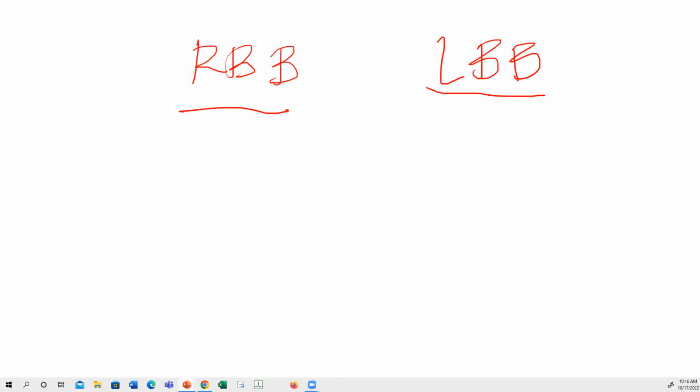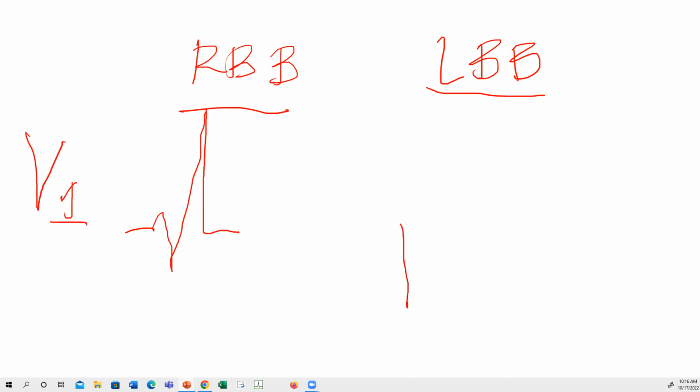Everybody, what lead do you need to look at in order to identify what bundle is blocked? Lead V1. All right. So if lead V1 is going to have a more upright complex, then this is a right bundle branch block. But if the QRS is predominantly going to be a negative complex, then we have a left bundle branch block.